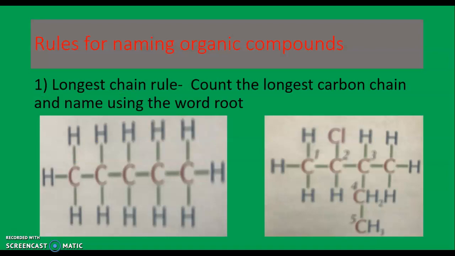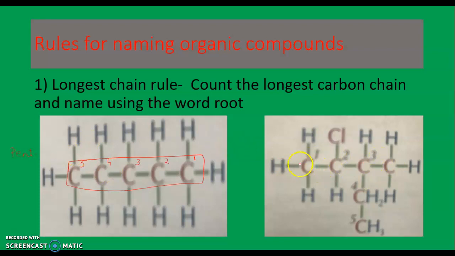Once you've figured out the word root, you've got to find out the longest chain. If I get this compound here, I need to know how many carbon atoms are there. This one has a 5 carbon atom chain. So the root word is pent, and the name would start with pent.